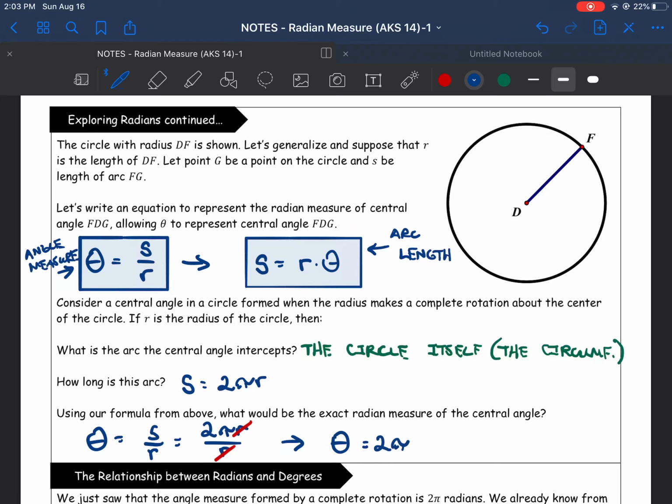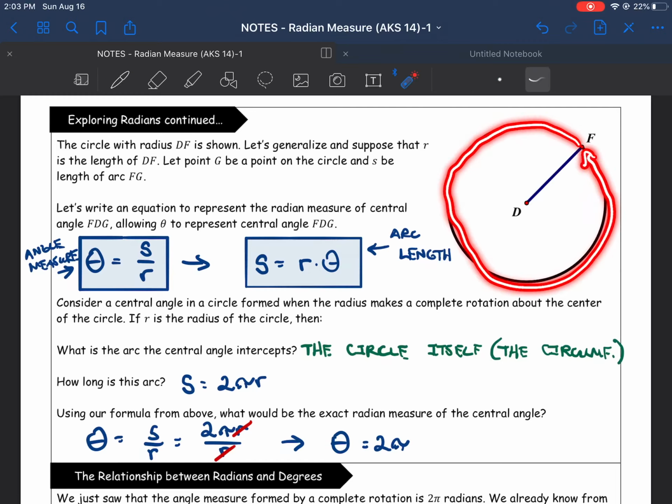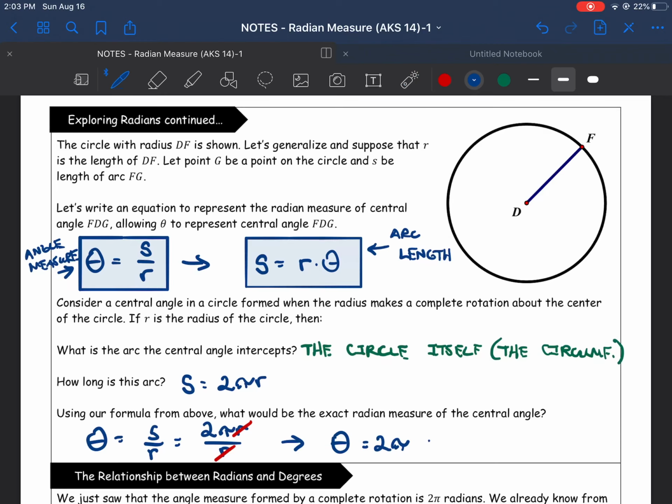So this is proof that if we were to rotate this point F here all the way around the center of the circle, that the central angle would measure 2 pi radians. So theta would equal 2 pi radians.